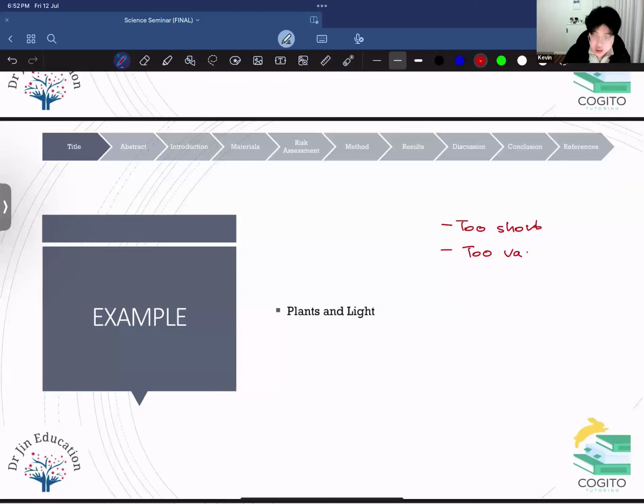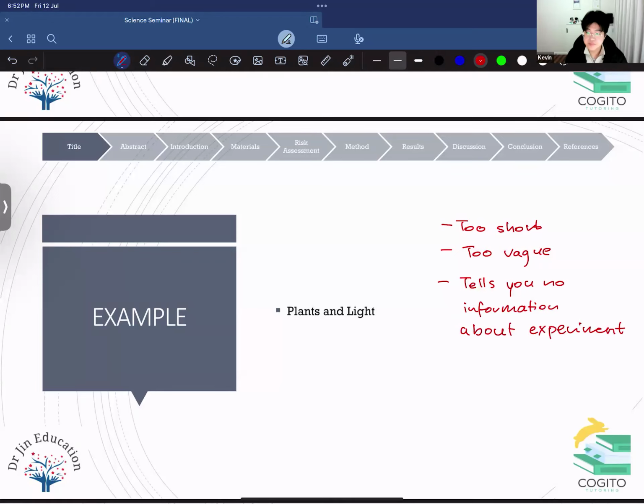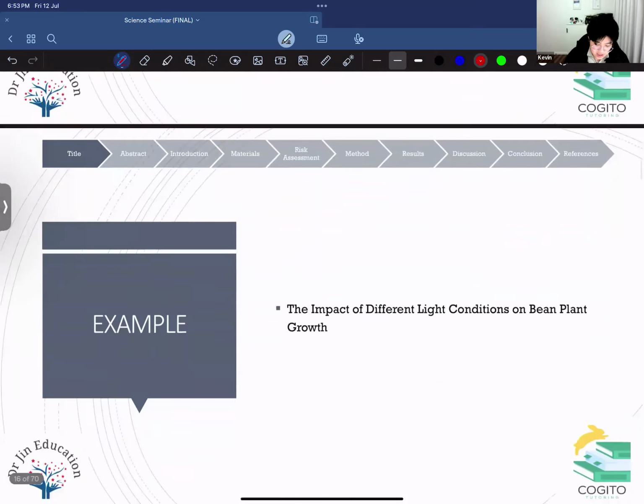You actually do not convey any information whatsoever. It literally tells you no information about the experiment. I don't even know what this science report's going to be on about if I read this title. So once again, bad example. Don't do this.